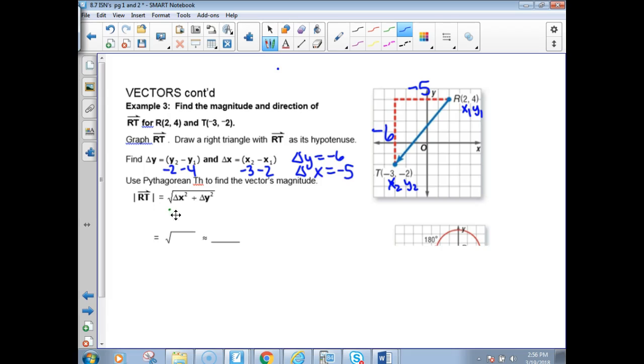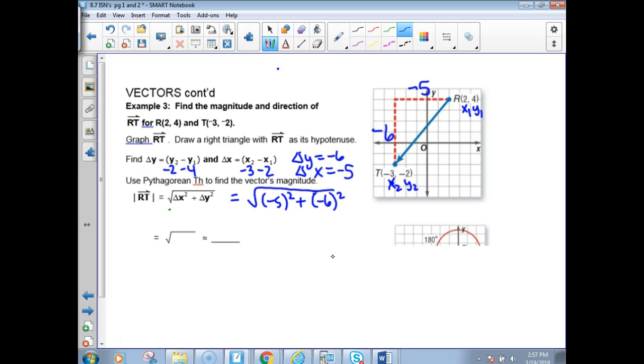Now, to find the magnitude of the vector, we will do the change in x squared first. I'm going to go -5 quantity squared. Priscilla, can you close the door, please? Thank you very much. And the negative 6 is your change in y, so that's going to get squared.